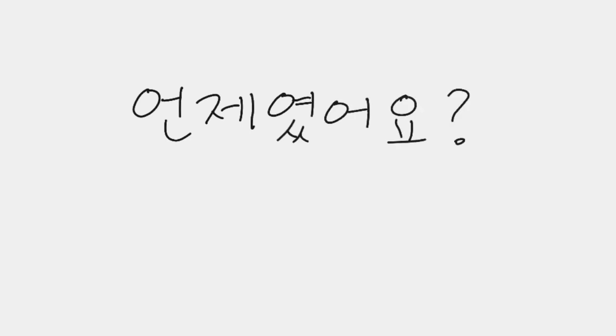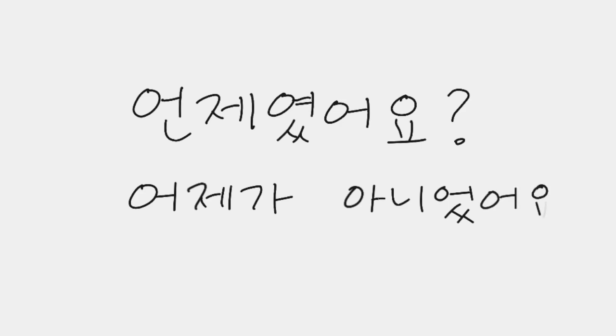dialogue. 언제였어요? 언제였어요? So 언제, when, 였어요. When was it? Past tense입니다. 였어요. 어제가 아니었어요. 어제가 아니었어요. What does this mean? It wasn't yesterday. Yes! 어제가 아니었어요. It wasn't yesterday.